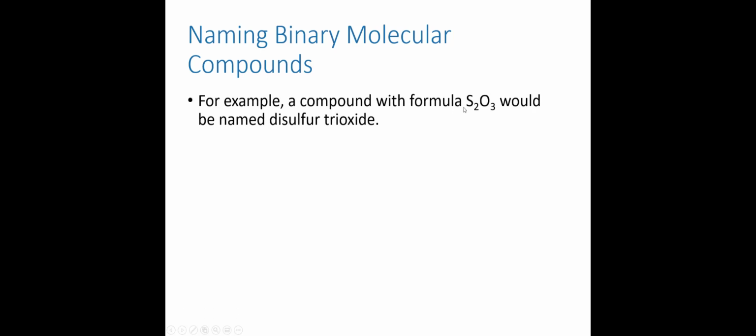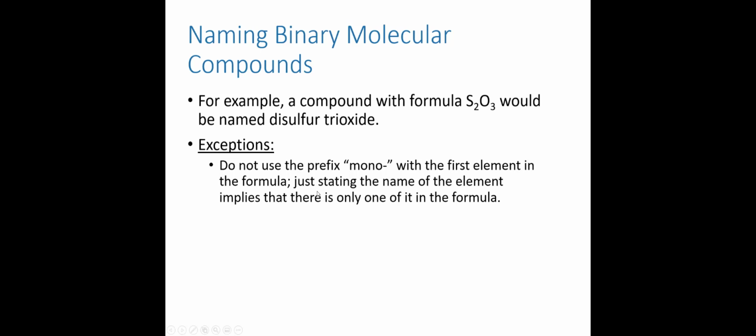So, how would we name this compound here? So we say the prefix and then the name of the element, so disulfur, and then 3 oxygens would be trioxide, not trioxygen. Remember, we changed the ending of the second element to IDE. Now, unfortunately, that's one of the only ones where the naming rules work perfectly without making any changes. So there are some very minor exceptions that we need to take into account.